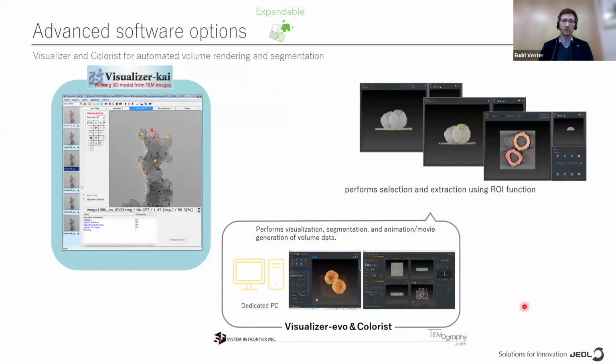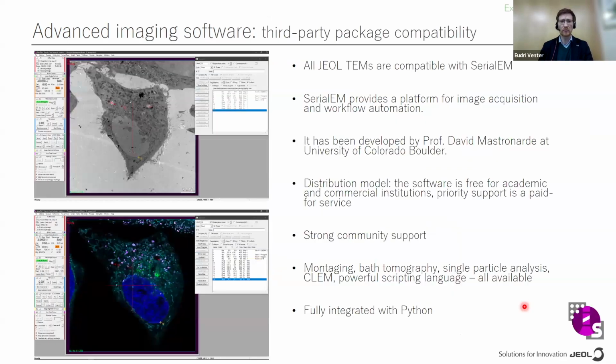And then JEOL also has software for volume rendering, segmentation, and data analysis. Now, this software allows a variety of 3D volume representation methods, such as volume rendering, multi-slicing, and isosurface plotting, and it also employs various segmentation tools to streamline your volume segmentation processes. It's got movie makers and 3D measurement tools and all the things that you need to extract 3D quantification data out of your samples.